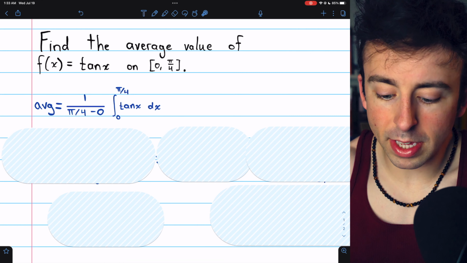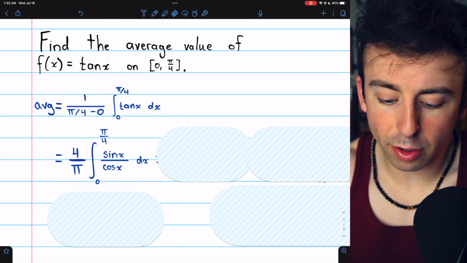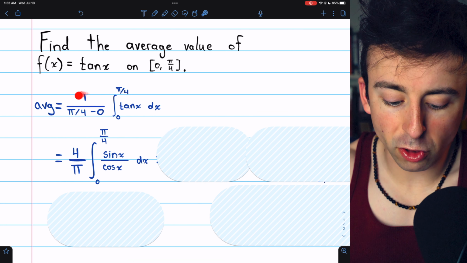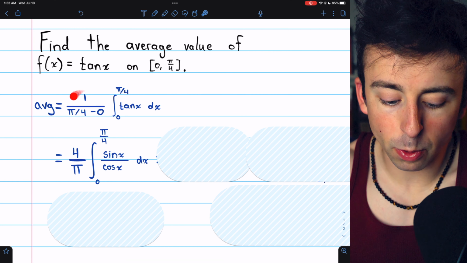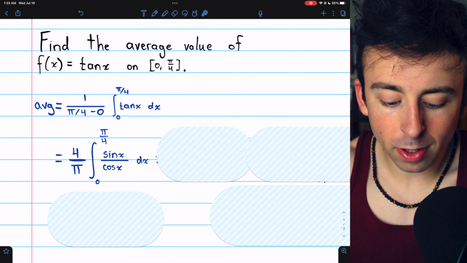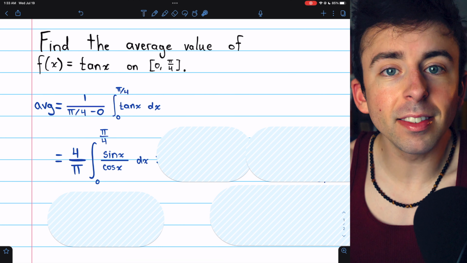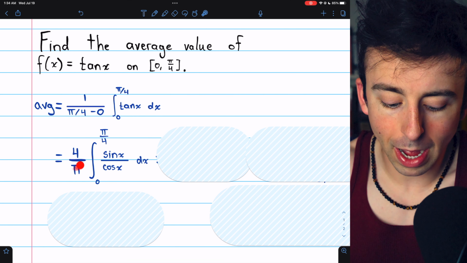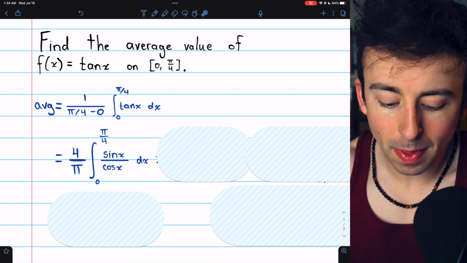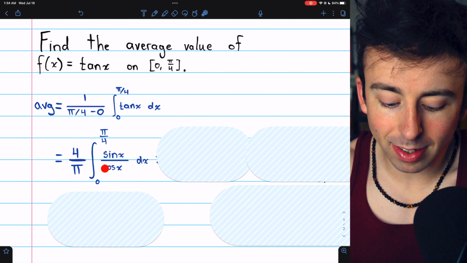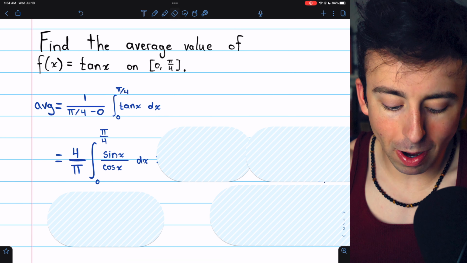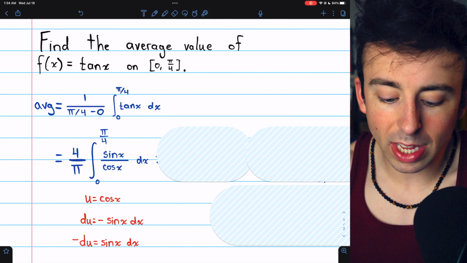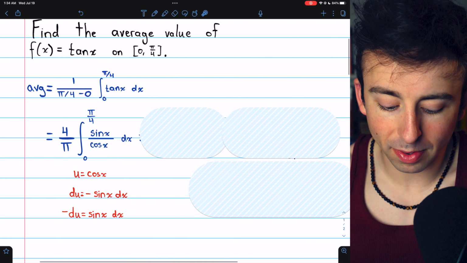You may not remember the integral of tangent by heart, but it's pretty straightforward. First, let's just quickly address the coefficient out front. 1 over pi over 4 minus 0 is the same as 1 over pi over 4, which is 4 over pi. So that's our coefficient in front. Tangent is the same as sine over cosine. And when we write it like that, it's evident that we can perform a simple u substitution.